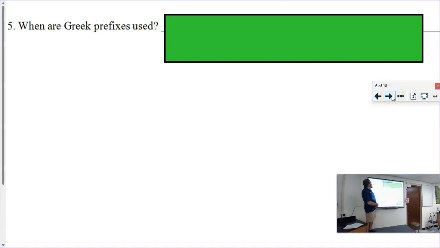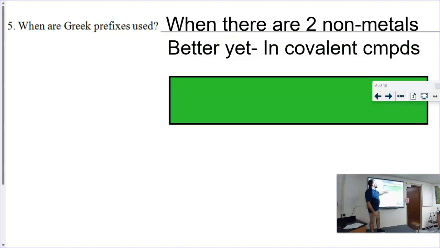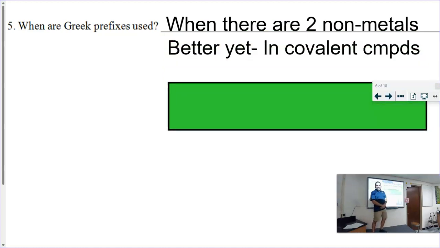Number 5, when are Greek prefixes used? We use prefixes only when you have a covalent compound. Okay, so you can say it as a covalent compound, or you can say that it's two nonmetals. Same thing. Whenever you have a compound that is a nonmetal with another nonmetal, that's covalent. We've got to use Greek prefixes in those situations.